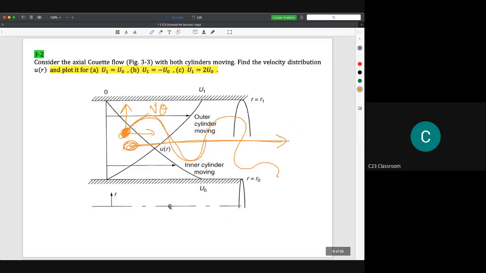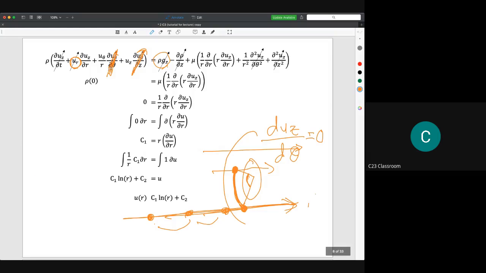Okay, normally in Couette flow, we will discuss liquid. For a liquid, the change of density is zero, because the density will be constant. And then we have mu d uz/dr, which exists and is not equal to 0, and here is 0. I already discussed this, and I also talked about this.